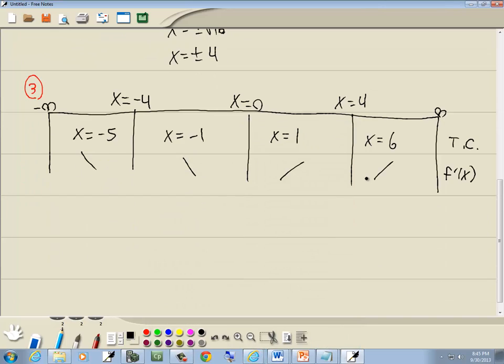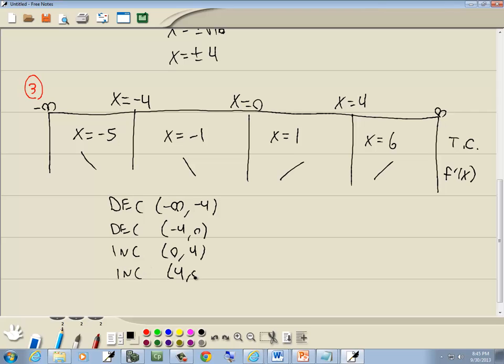Okay. So our answer is it's decreasing from negative infinity to negative 4, and it's decreasing from negative 4 to 0, and then it's increasing from 0 to 4, and then it's increasing from 4 to positive infinity. Now where I'm getting those numbers is across the top here. That's where you get these intervals. And that's our answer.